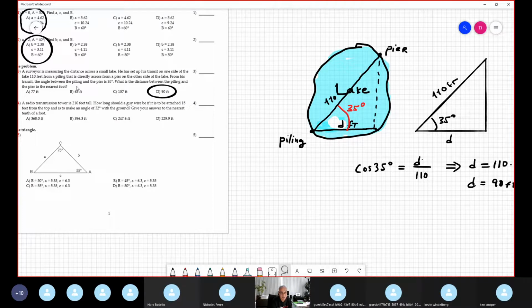Okay, the question is confusing. But I suppose that they want to find the horizontal distance, the horizontal distance between Peeling and pier, like a projection here, this red distance. At least for me, it's not clear in the text of the problem. But okay. So the hypotenuse is given, the angle is given. I need to find the adjacent, cosine. Now clear?